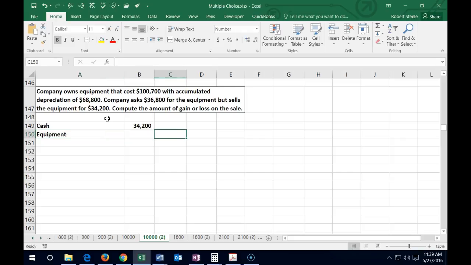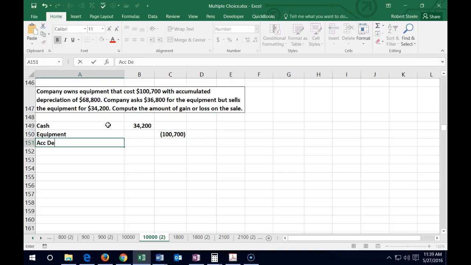Equipment has got to go off the books. It's an asset. We're going to take it off the books by doing the opposite thing to it, which is a credit. Assets have debits, so we're going to credit it to make it go down. Remember, it's on the books with two accounts: an asset account and a contra asset account, the equipment account and the accumulated depreciation account. So we're going to take the equipment account off the books for the 100,700.